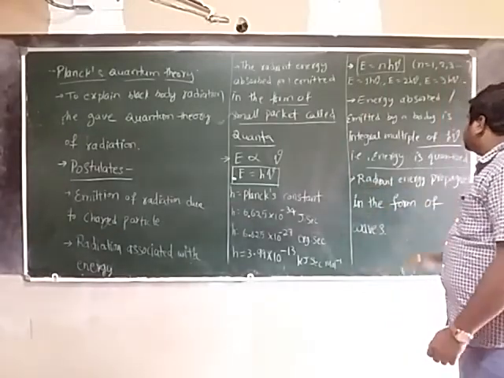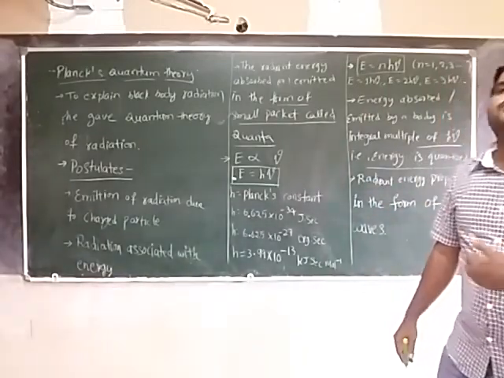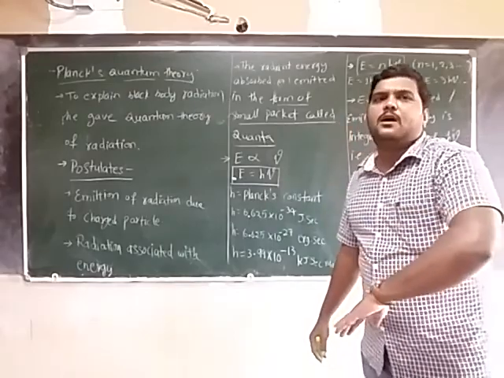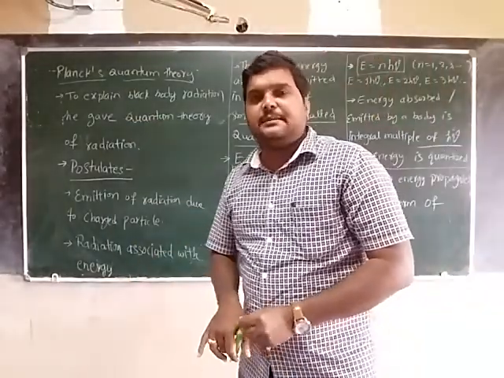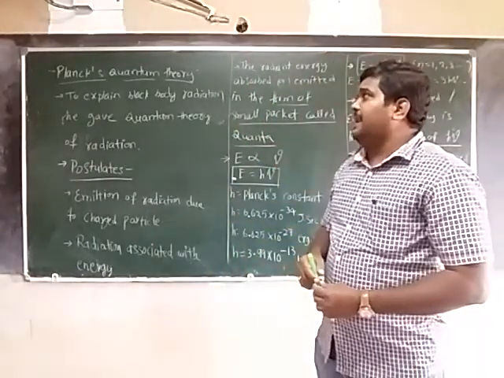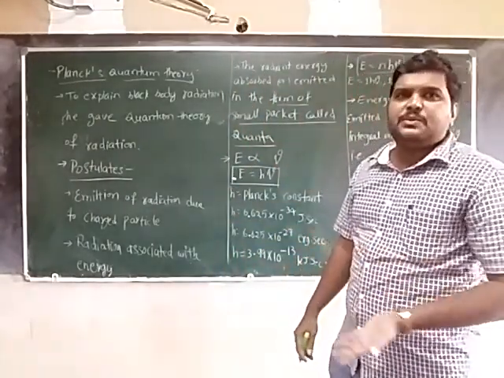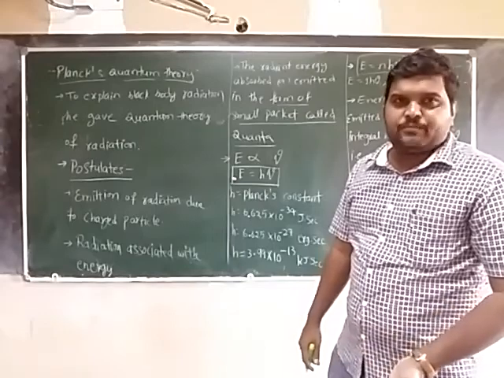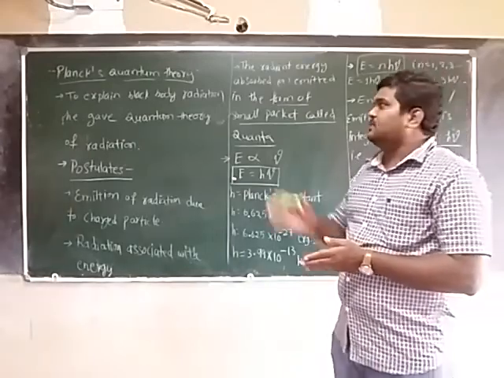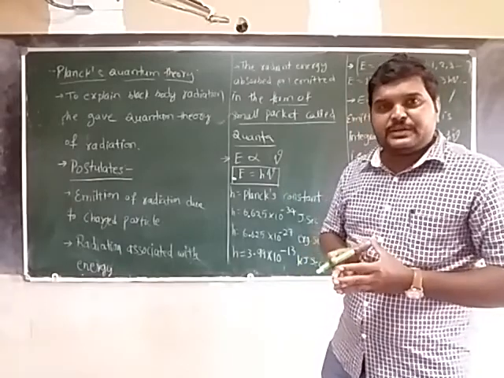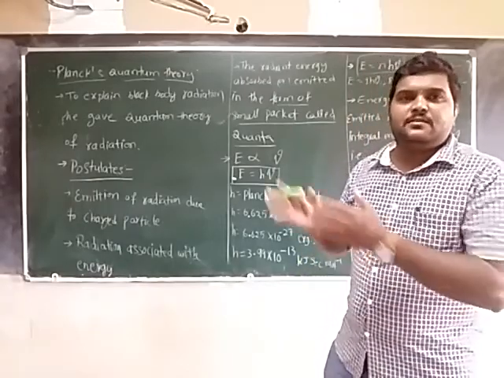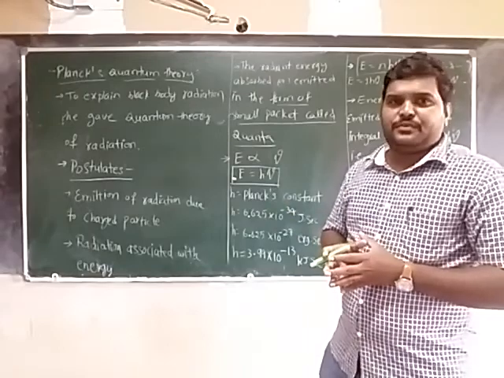So radiant energy is propagated in the form of waves. Either absorbed or emitted radiation moves in the form of waves. That is Planck's quantum theory. Planck tried to explain the black body radiation by using the quantum theory of radiation.